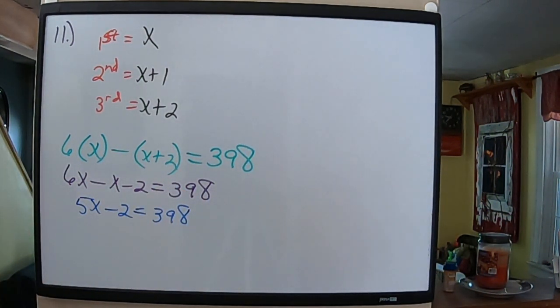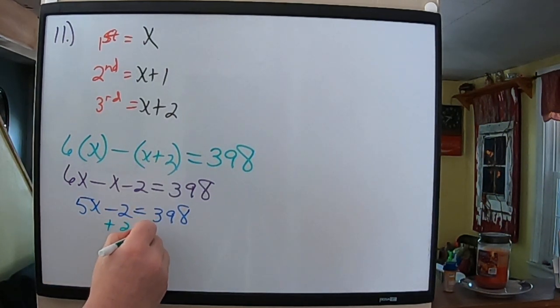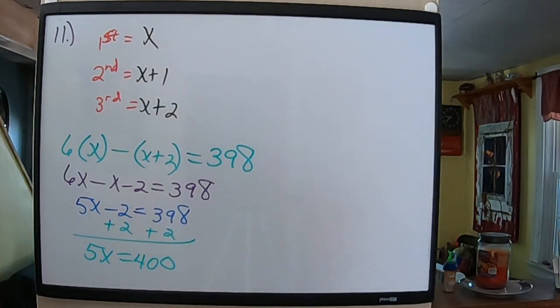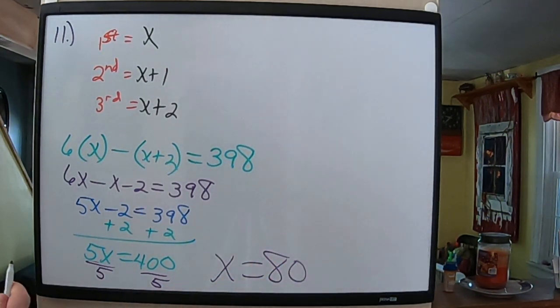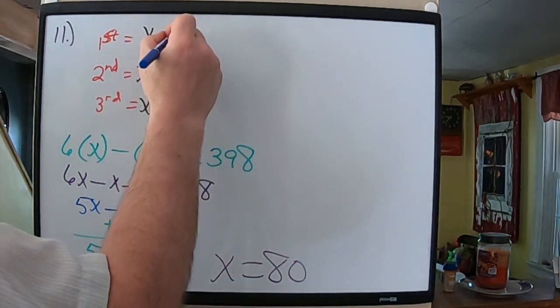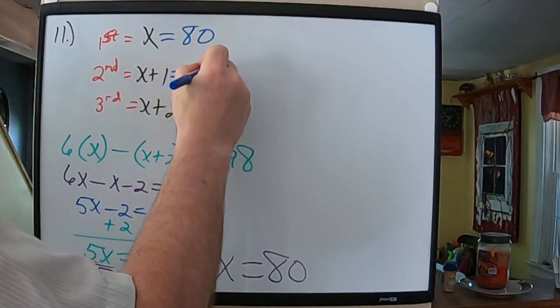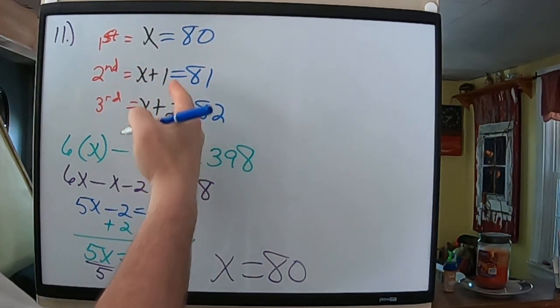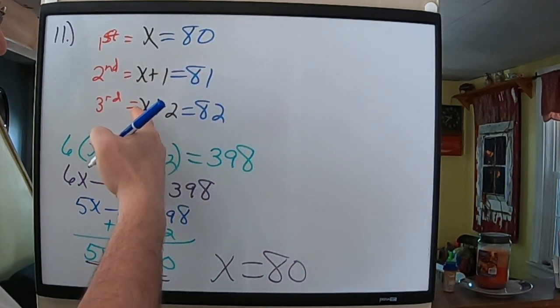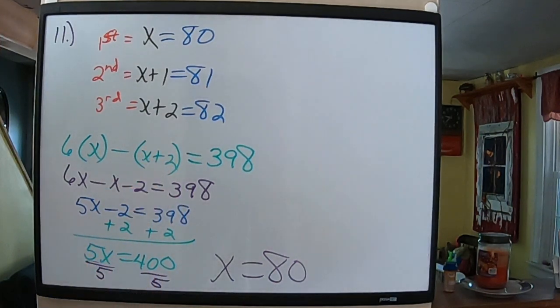Then I'm going to add 2 to both sides. 5x equals 400. And I'm going to wrap it up by dividing by 5. X equals 80. Once you know what x is, plug it back in. 80, 81, 82. Remember, 80 plus 1 is 81. And don't put 81 in here. 80 is still x. All right.